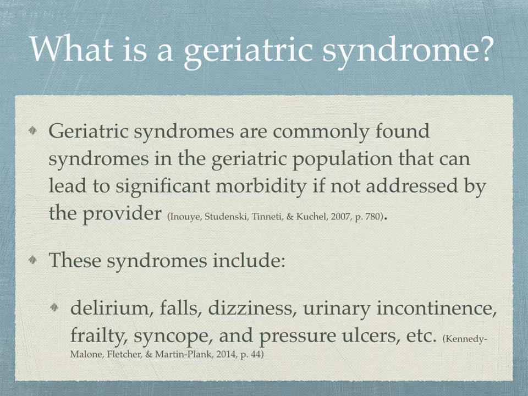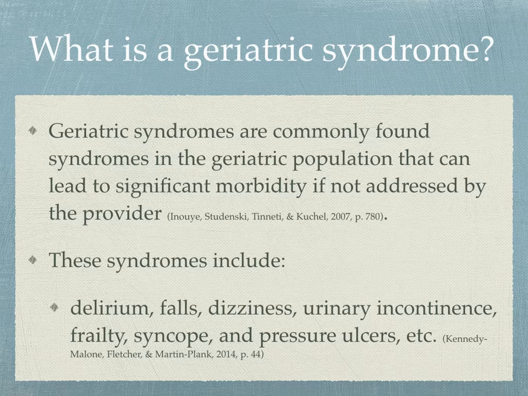So, what is geriatric syndrome? A geriatric syndrome is one that's commonly found in the geriatric population that can lead to significant morbidity if it is not addressed by the provider. Some of these syndromes include delirium, falls, dizziness, urinary incontinence, frailty, syncope, and pressure ulcers.